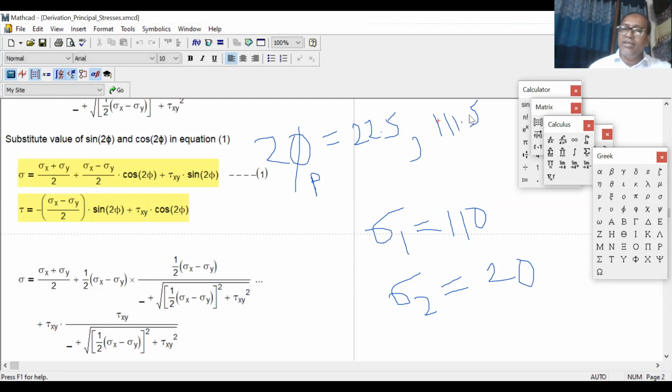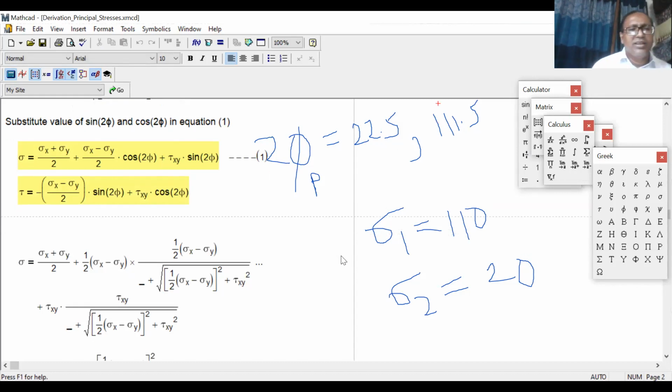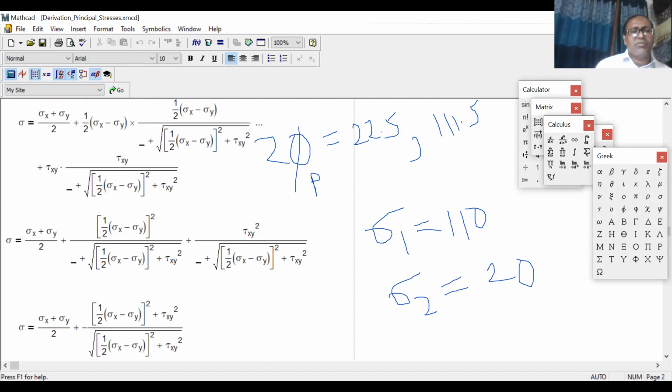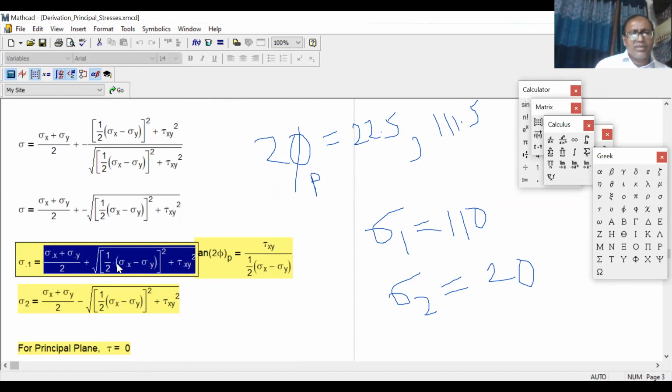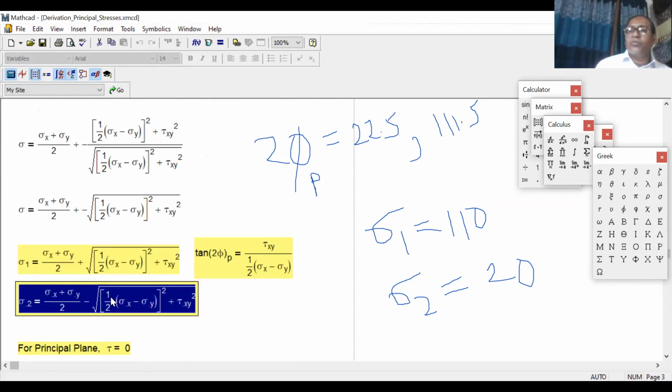That means you have to use that equation again. And when the angle equals 22.5, then you get 110. That means the 110 you are getting is for angle 22.5. So what I'm saying is, if you use this formula directly, you have a little bit of a problem that you don't know for which angle this value is happening.